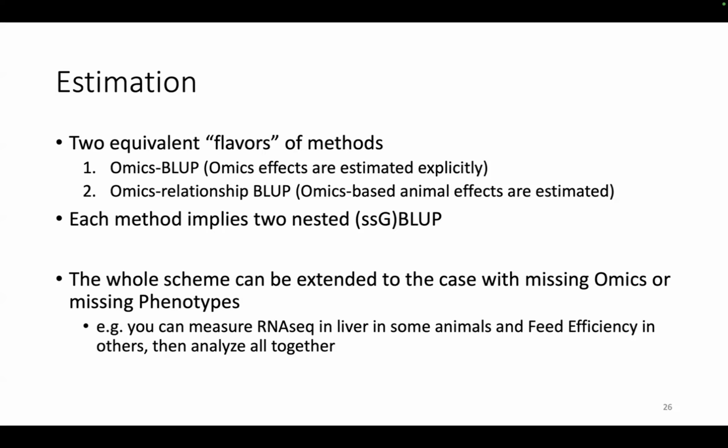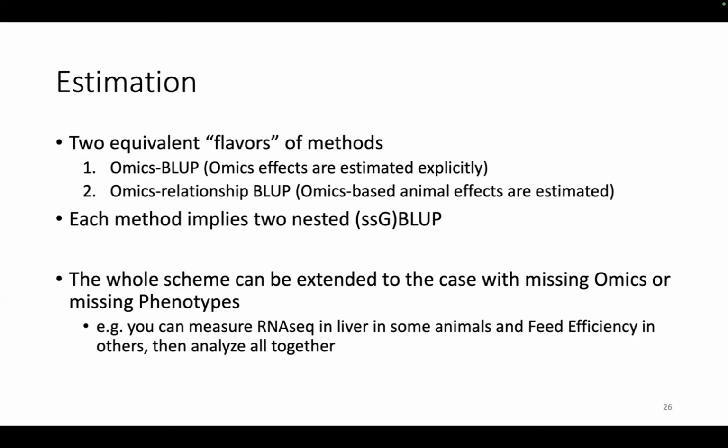And once you choose it, you still have two things to run. It's two nested single-step GBLUPs. And before we go there, one thing that we developed for the paper is that you can explicitly consider the case in which some animals have phenotype and other different animals have omics. My example is that you could measure RNA-seq in liver in some animals, so then you need to slaughter them, usually. And you could measure feed efficiency in related animals and then analyze everything together. It's probably not very accurate, but the mathematics is correct.